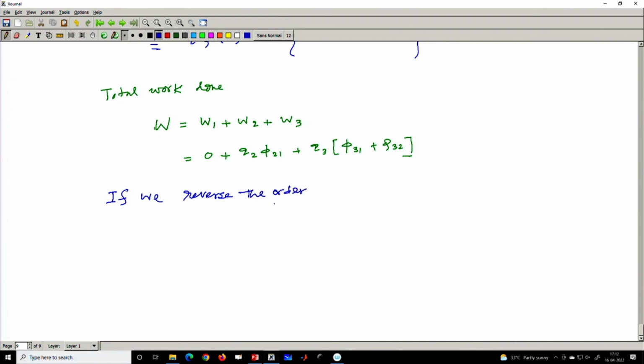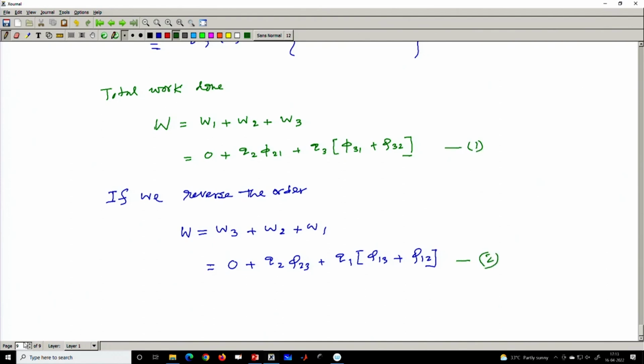that is, bringing the particles in a different order, then W will be simply W3 plus W2 plus W1, and that is 0 plus Q2 phi 23 plus Q1 phi 13 plus phi 12. Now, whatever we have here is equation 1, and this is equation 2.